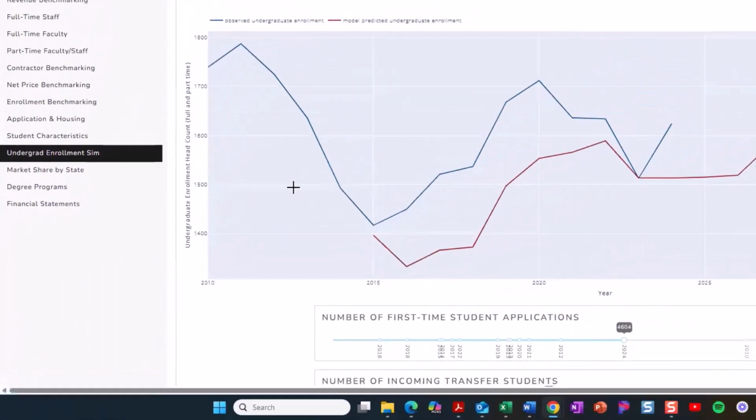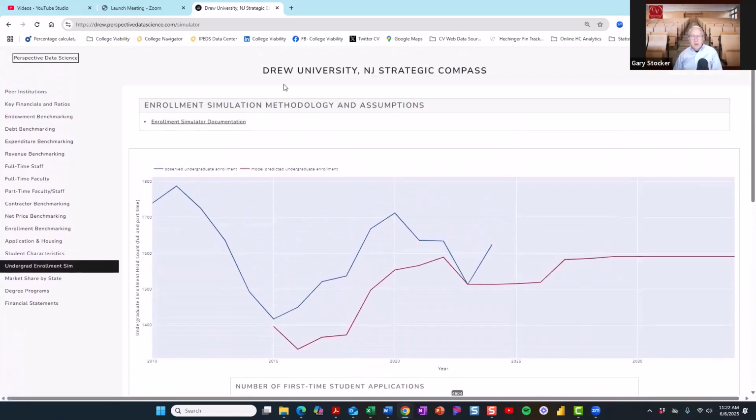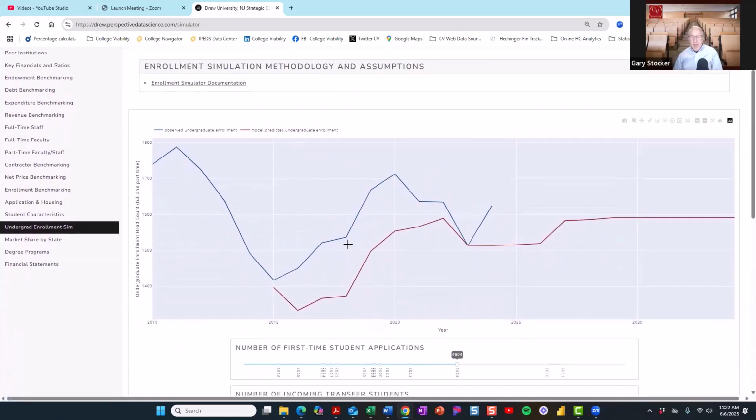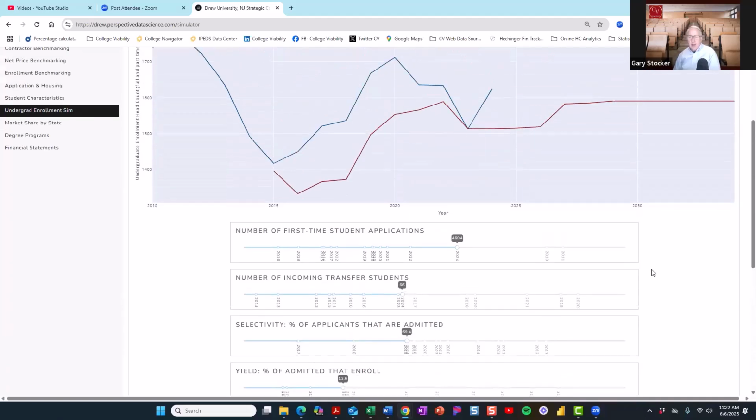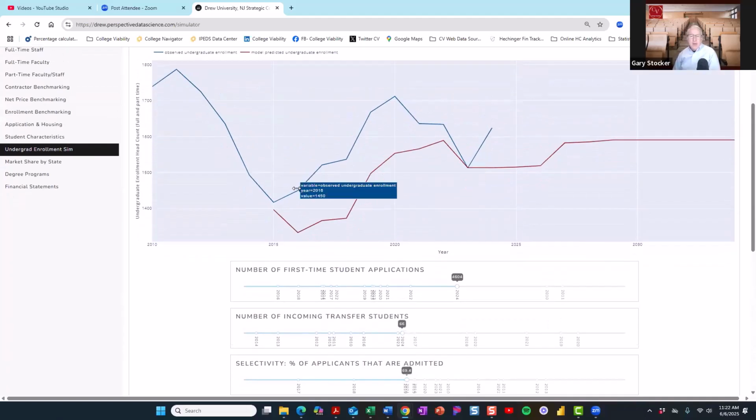Enrollment simulator. And what we're looking at here is, again, our demo university. And we're looking at what the enrollment trends would be like in the future, and I'll explain that here in a second, based on the data points down below. And again, I'll cover that here in a second. What we have done with this, of course, this is the peer group. This is our demo college.